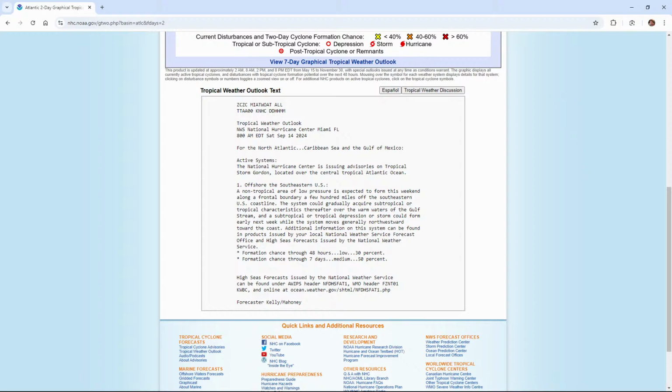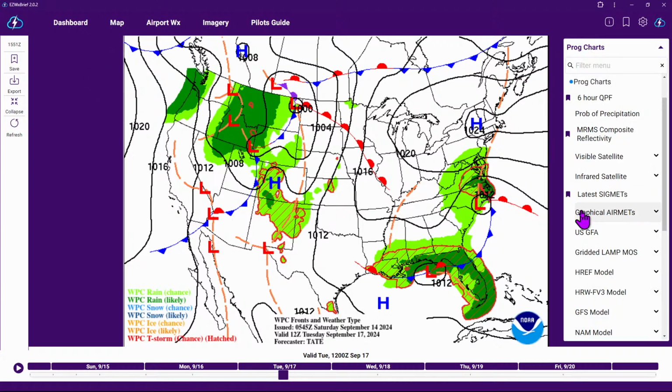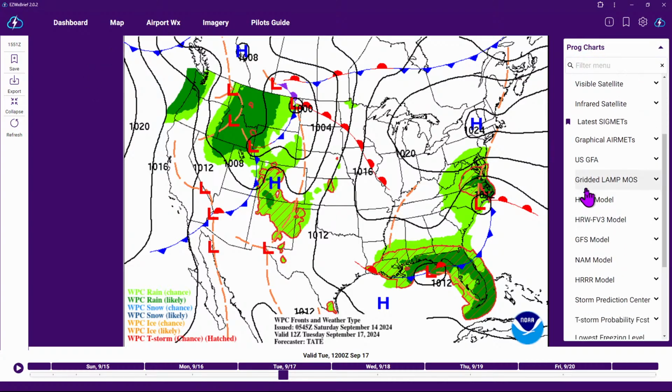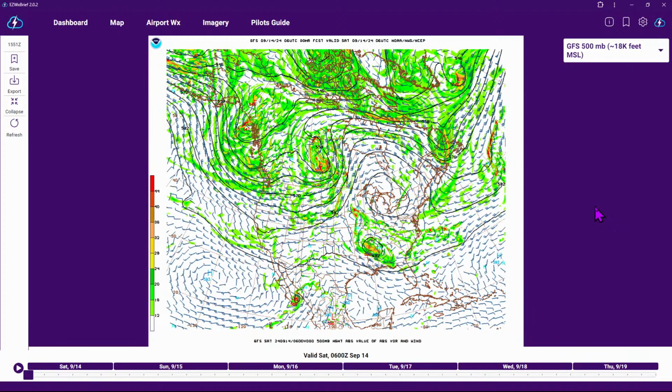Now let's go back to the forecast here. I want to look at, again, trying to stay with the big picture, the GFS model and the 500 millibar chart. What we generally see is a pretty significant ridge showing up, an upper level high. There is a weak trough kind of trying to do something here down in the lower Mississippi Valley.